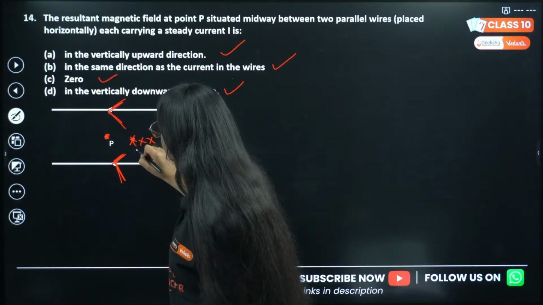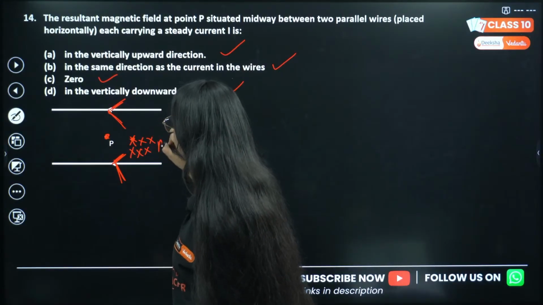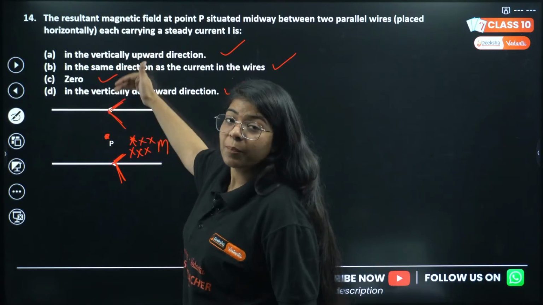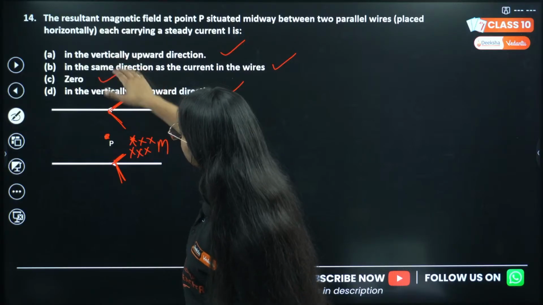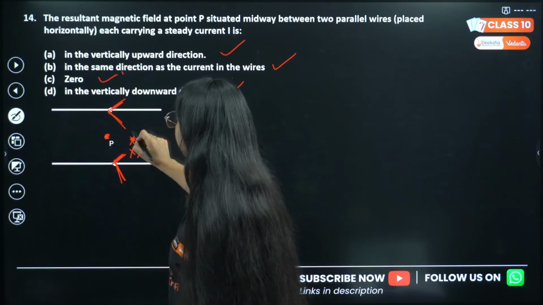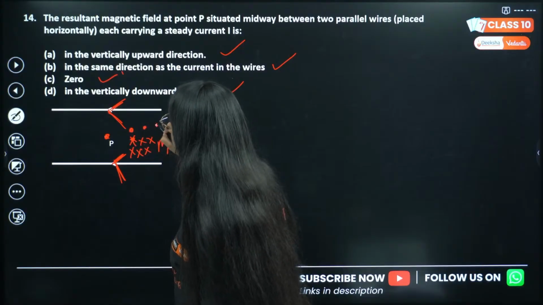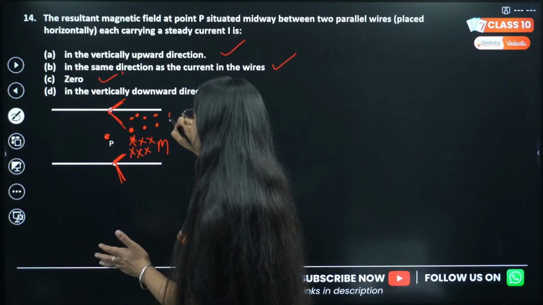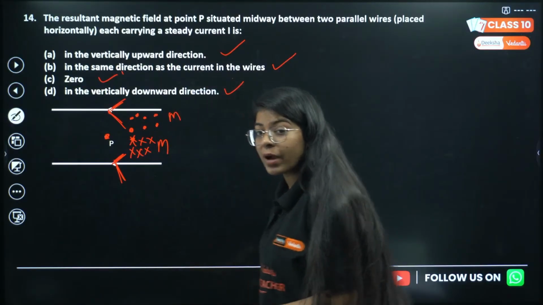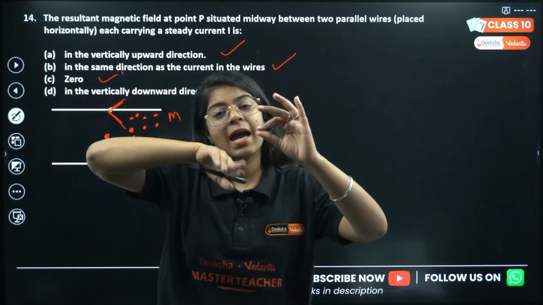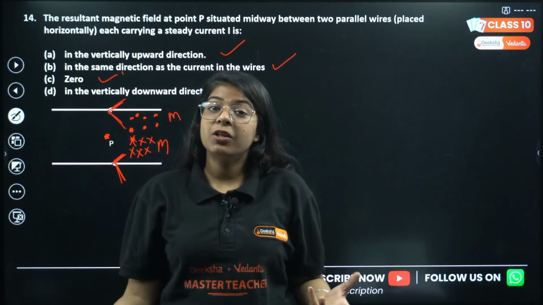Correct? And let's say they have a magnitude of m. In here, due to the above wire, the magnetic field lines are going in, but at point P they are coming out. Now, since the point is equidistant from both wires, the magnitude of this field is also m. So at one single point, the magnetic field is going in and it's coming out, and the magnitude is the same.